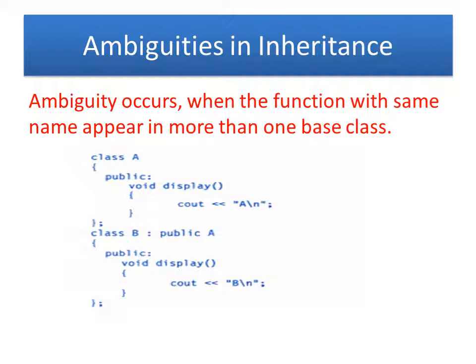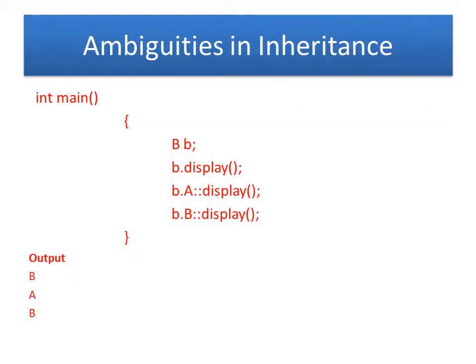So it will not be in a position to find which class it has to call for its execution. Either it will be invoking the display of class A, or it has to invoke the display function of class B. It is not known to it. So in order to overcome this, we'll be using an operator called the scope resolution operator here.